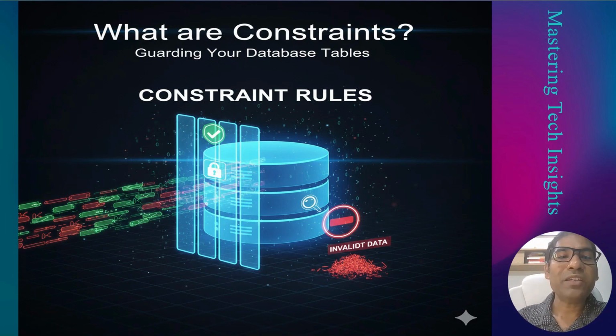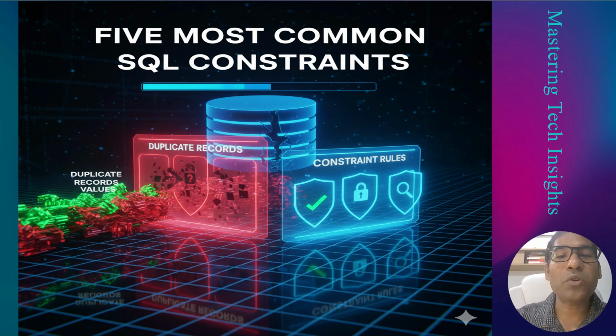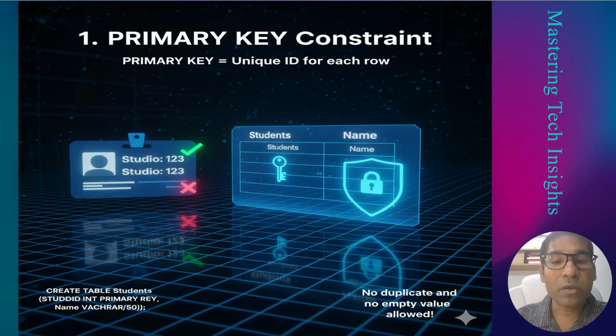So, what are constraints in SQL? Think of constraints like rules or guards we put on our database tables. They make sure the data is clean, correct, and reliable. Without them, we could end up with duplicate records, missing values, and invalid data. Let's look at the 5 most common SQL constraints with easy examples.